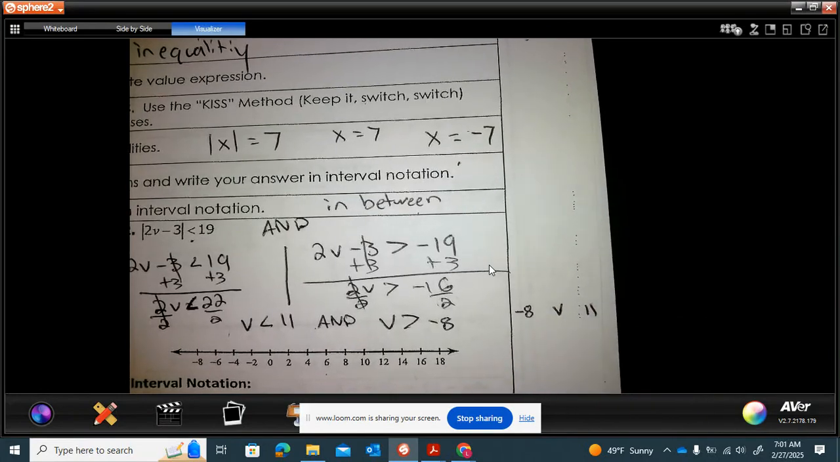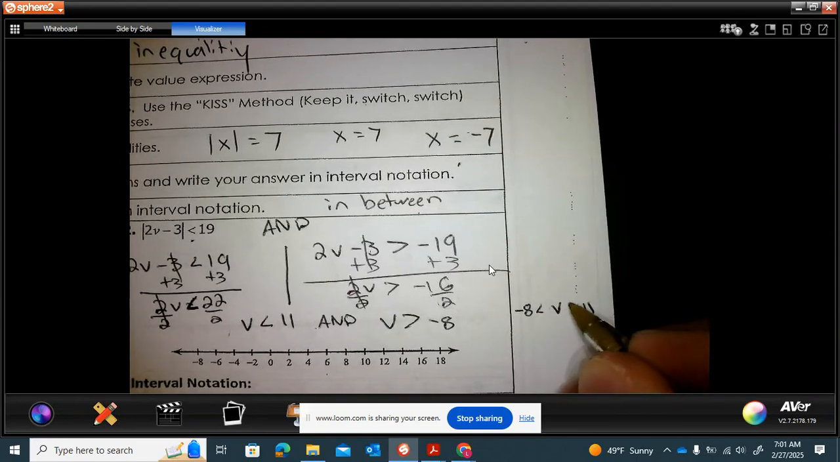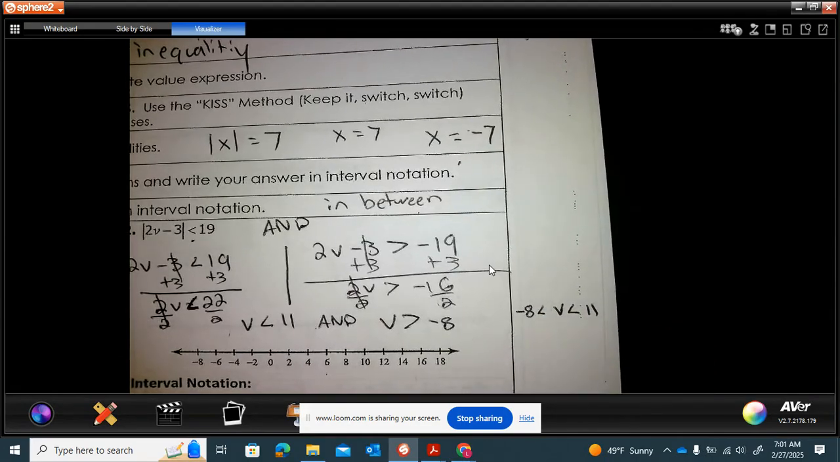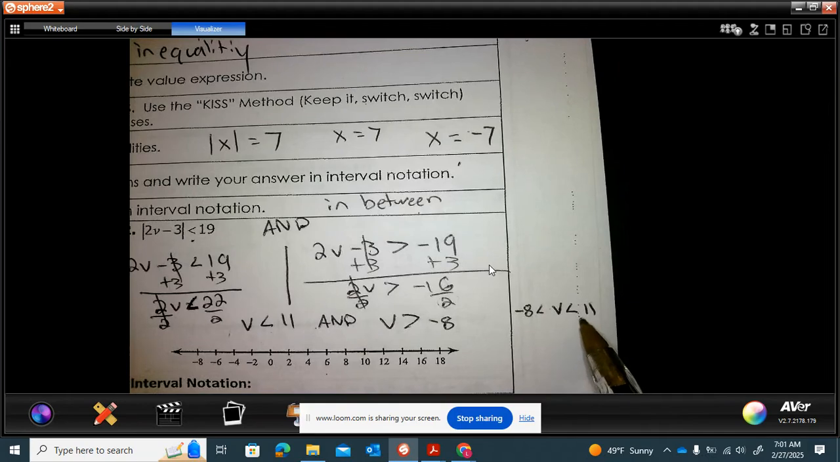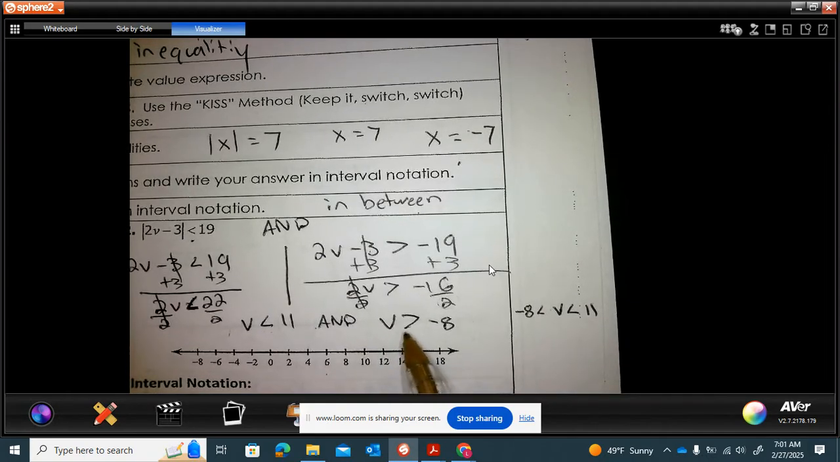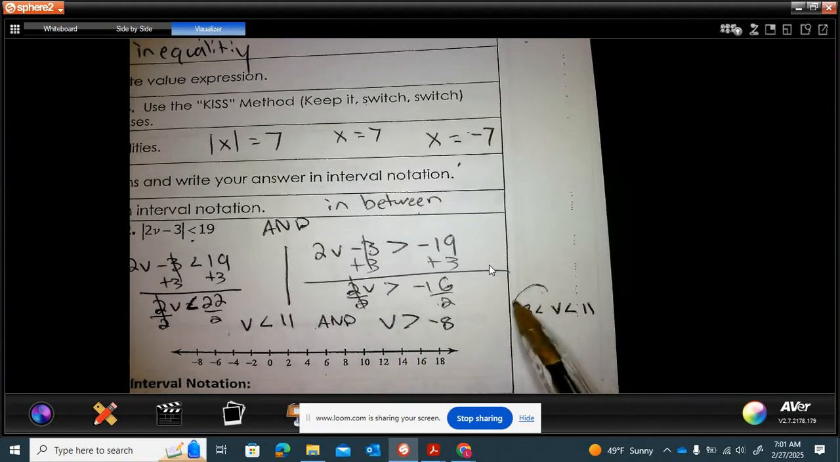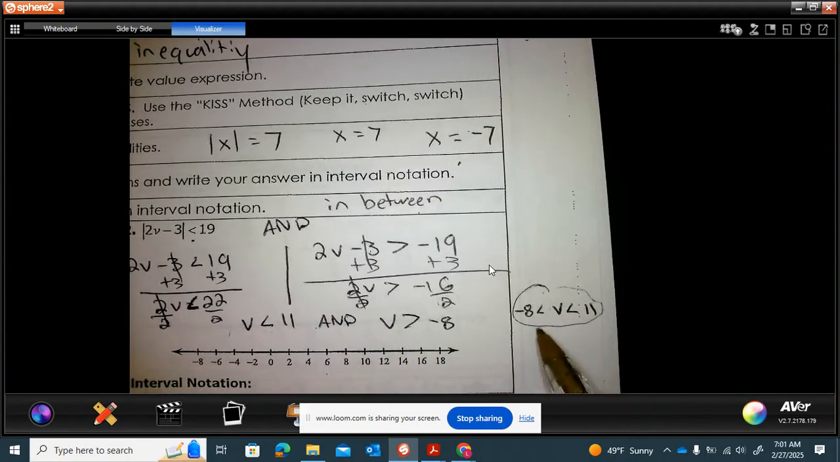I put my variable in between, which is v. I always have these two symbols. They're always going in that direction. Then I just look back through. At 11, is there a line underneath? No, so I keep no line underneath. At -8, there's also not a line underneath the inequality symbol. So this would be my answer, which means it goes from -8 to 11, and it's shaded in between those two numbers.